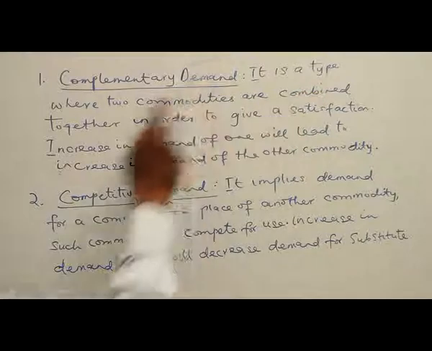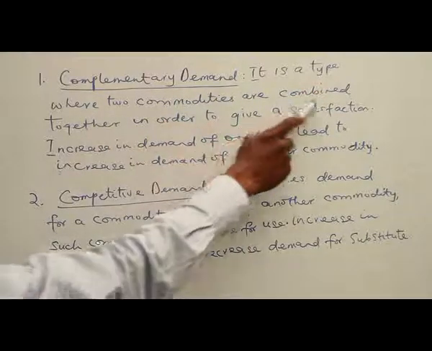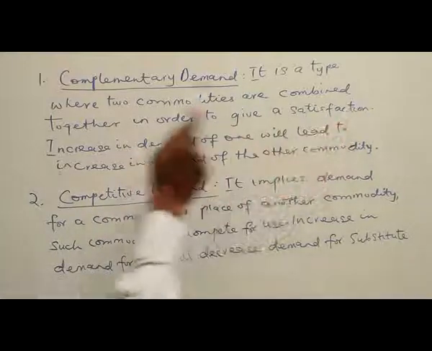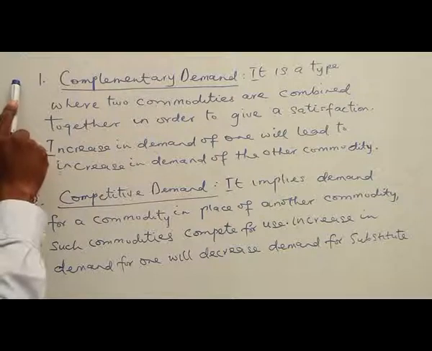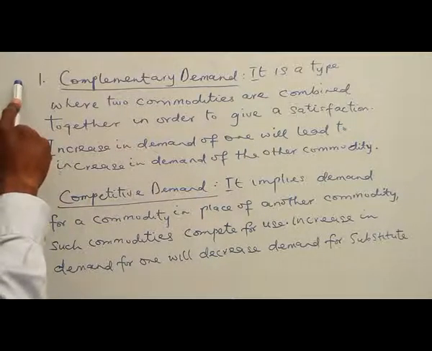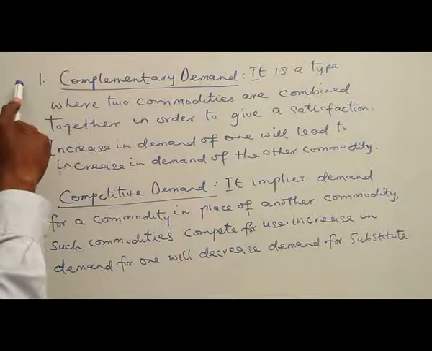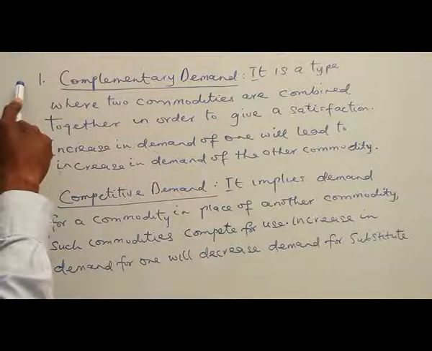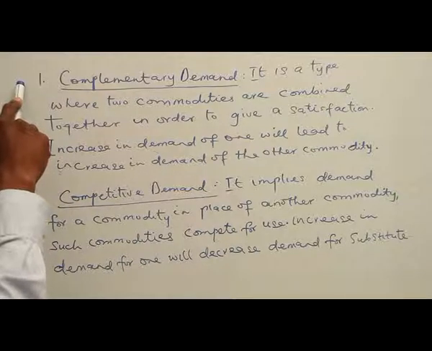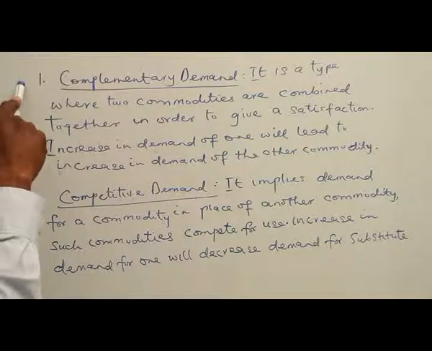It is a type where two commodities are combined together in order to give a satisfaction. That is, in complementary demand, two commodities are combined together that will give a satisfaction. And what are we talking about? That for you to get a satisfaction, two or more commodities are needed. For example, you want to write. You must have a pencil and exercise book. The two commodities will give you a satisfaction. You want to take bread and butter. The combination of the two commodities will give you a satisfaction.